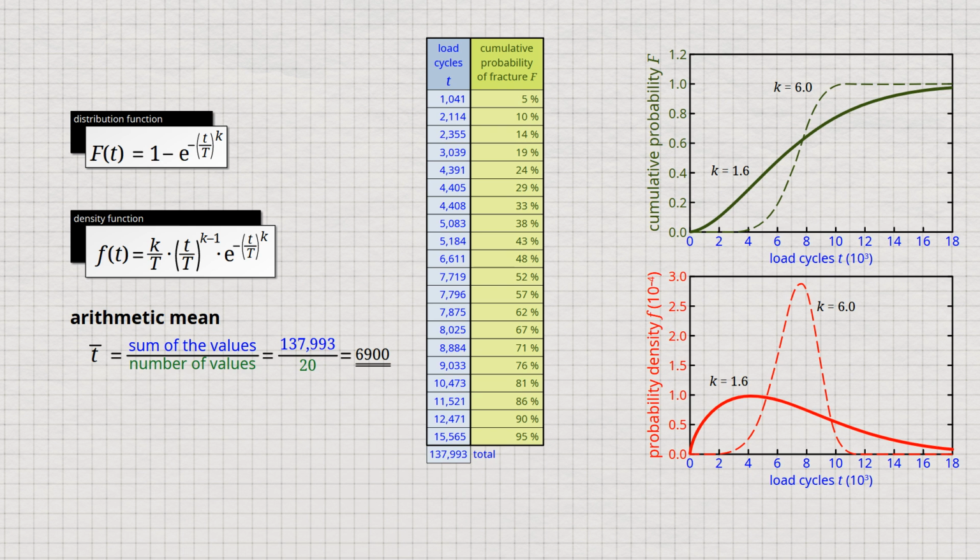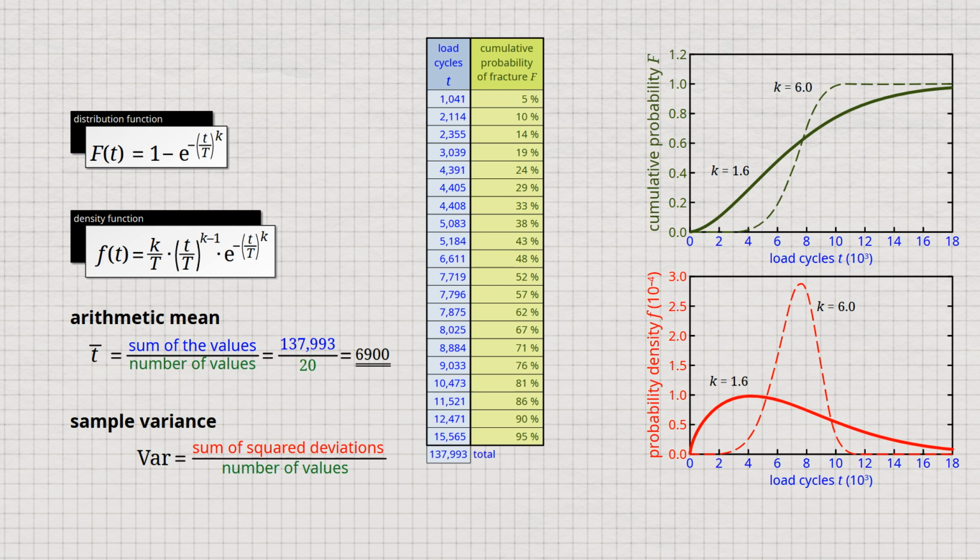Around this mean value, the actual failure times, or in our case, the number of load cycles to failure of the individual samples vary to a greater or lesser extent. This dispersion around the arithmetic mean value is described by the so-called variance or standard deviation. The sample variance corresponds to the mean value of the squared deviation of the random variable from the arithmetic mean.